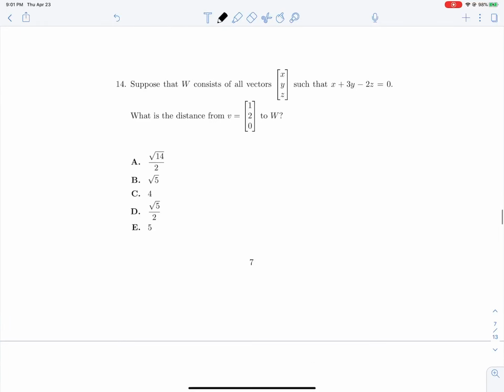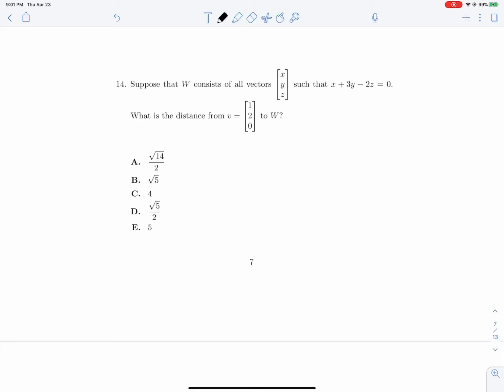What about 14? Suppose that W consists of all vectors such that, okay, they're giving us the exact same plane. We're finding the distance from that point to that plane. So this gets a little hairy with the stuff that we learned in this class. I'm sure you can figure out the orthogonal projection, etc., that you need to figure this one out. But there's actually a special formula for this that we can use regardless.